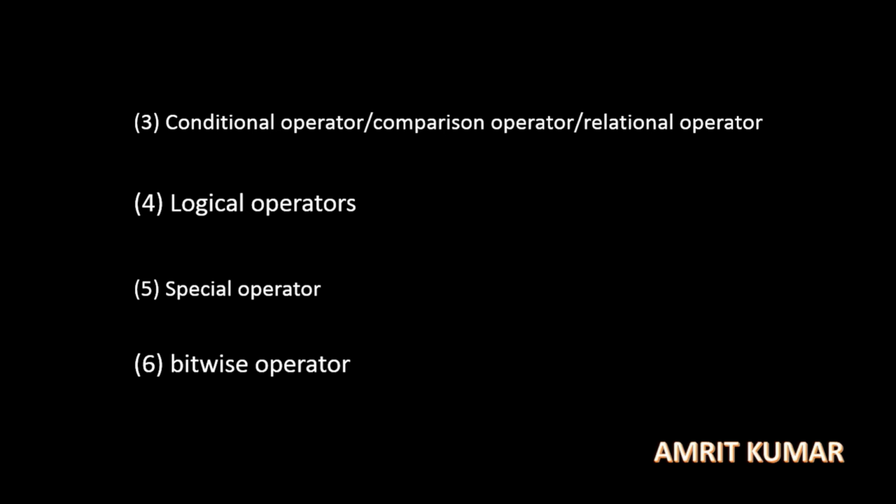A special operator is that kind of operator which stores the address of a variable, that is, the ampersand operator, and the sizeof operator. These are all the special operators. Bitwise operators were those like bitwise AND, bitwise OR, bitwise NOT. These were all the bitwise operators. So these were all the operators we have studied. Okay, now let's look at the ternary operators.